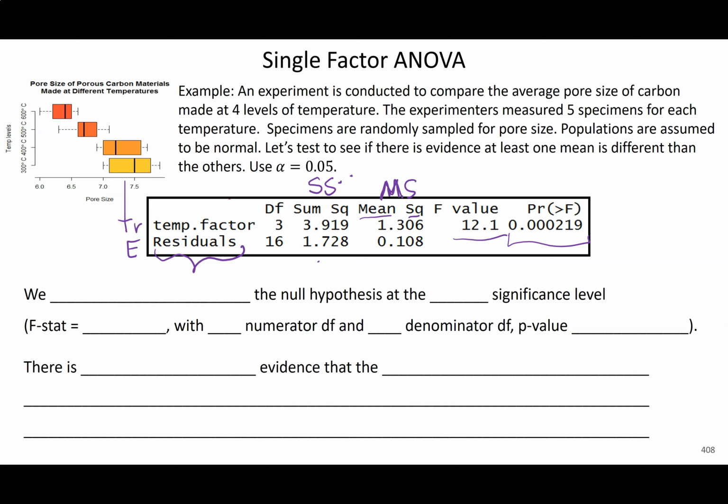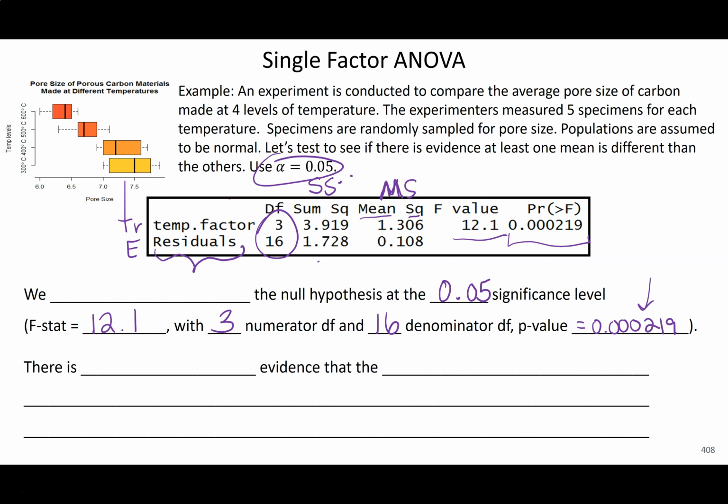Using the 0.05 significance level, because it says right here, I'm going to say my F statistic was 12.1 with 3 numerator degrees of freedom and 16 denominator degrees of freedom. P-value equal to 0.000219. Once again, always round these to at least 2, if not 4 places past the decimal. Especially p-values, we do not like it. WebAssign is okay if you round to 0, but we won't be.